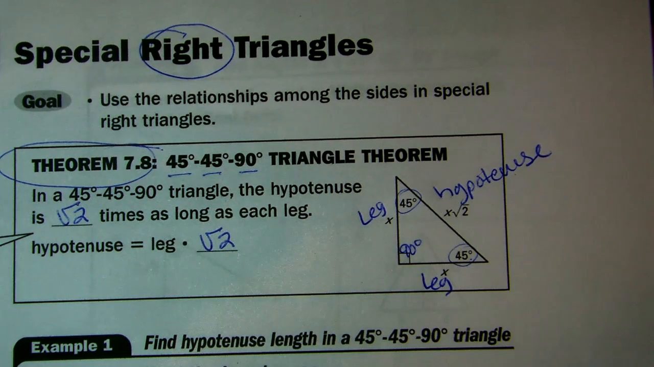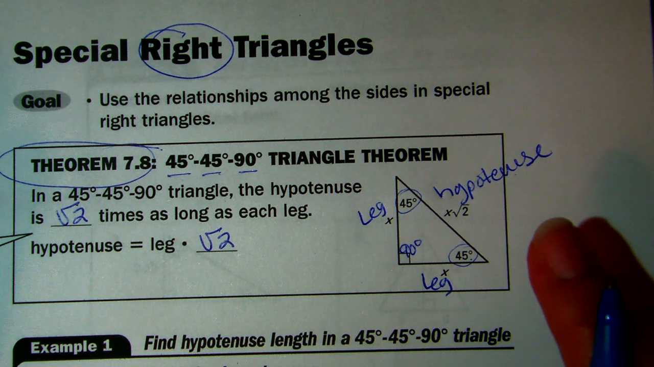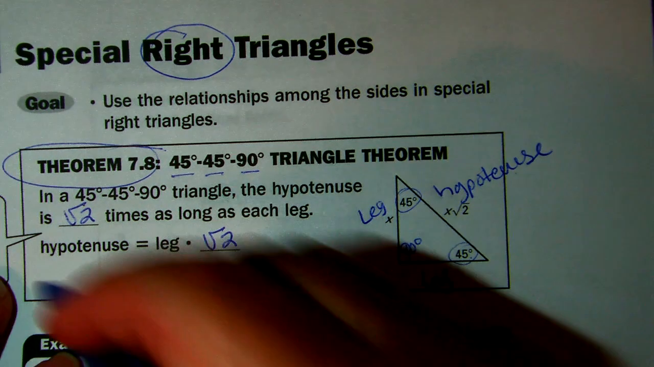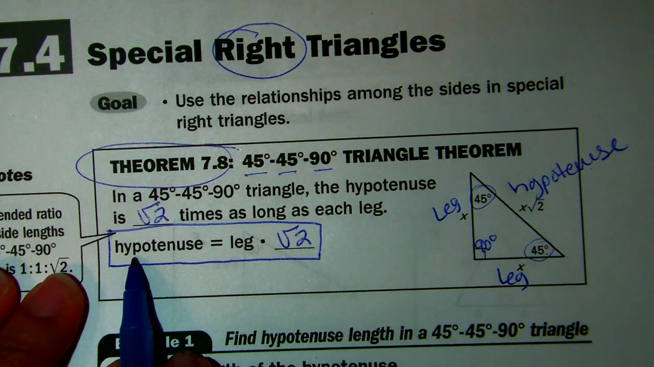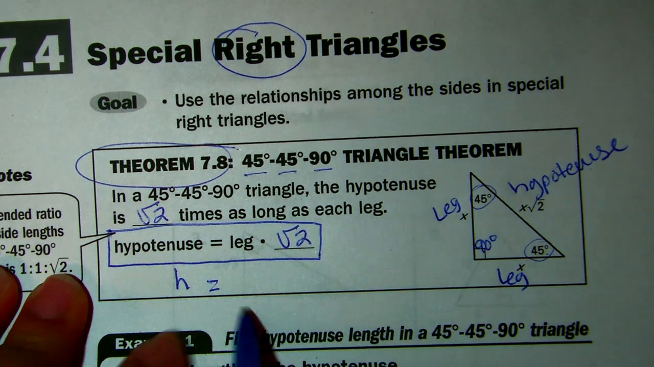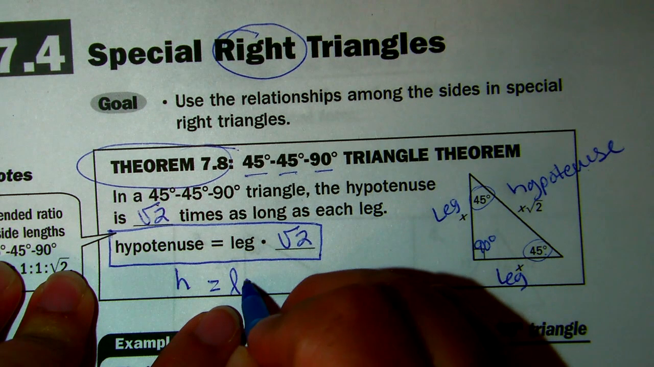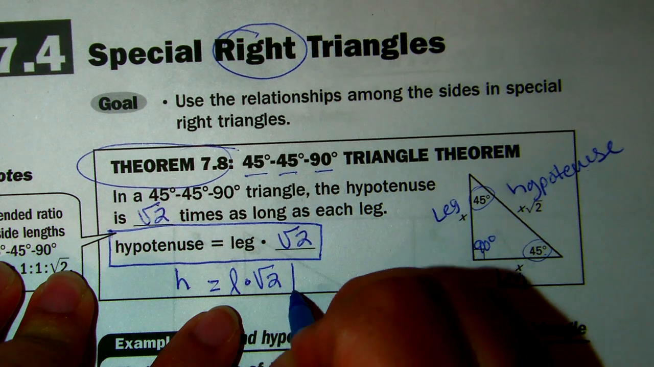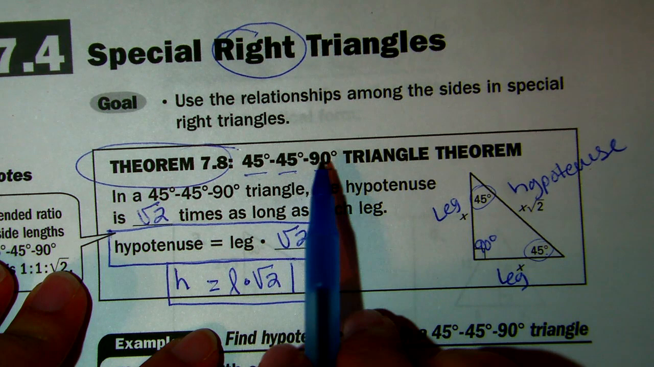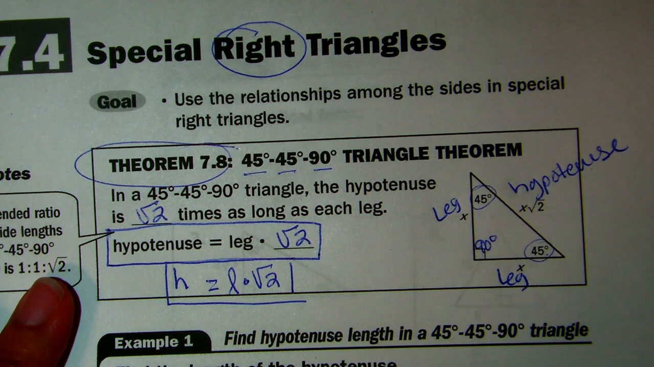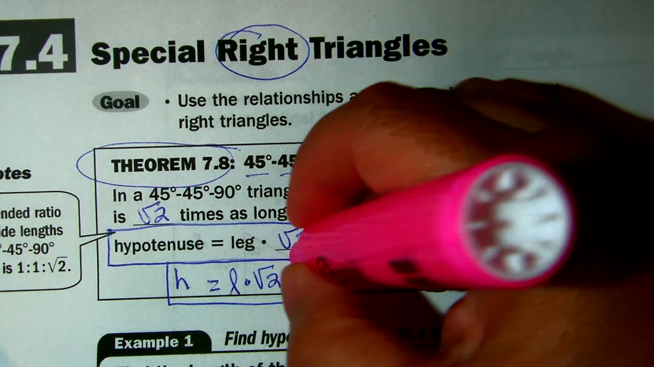Okay, so if you want to copy just the triangle, you don't have to copy the whole document that I uploaded. And then this is the formula, okay? To make it short, I'm going to use H for hypotenuse equals L for leg times square root of 2. This is a formula when you have a 45, 45, 90 degree triangle. I'm going to try to make this lesson in two parts because we have two theorems.